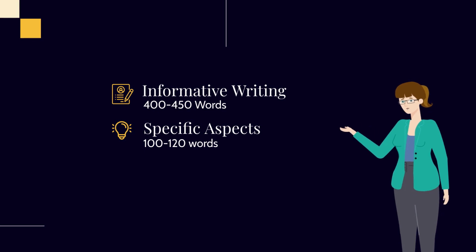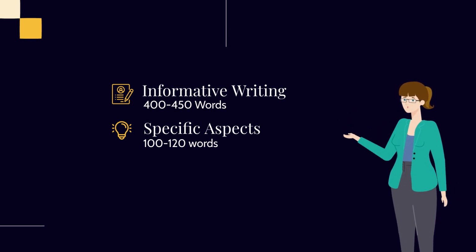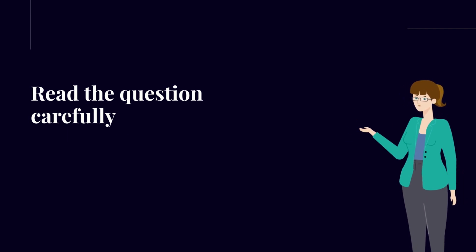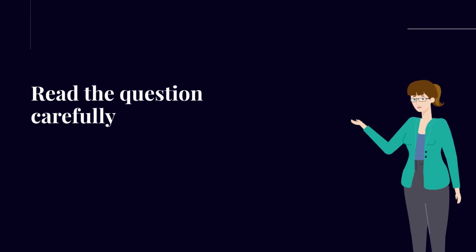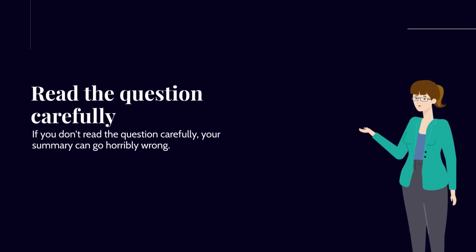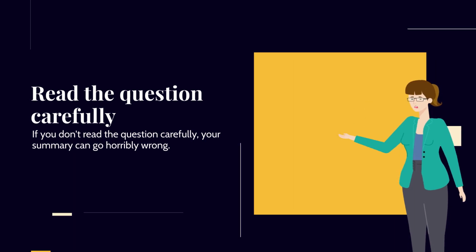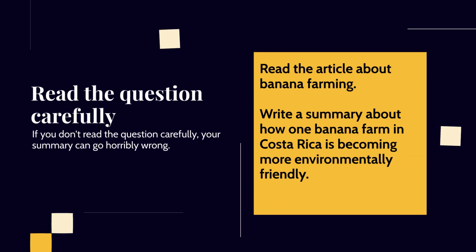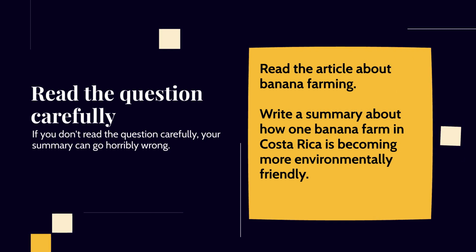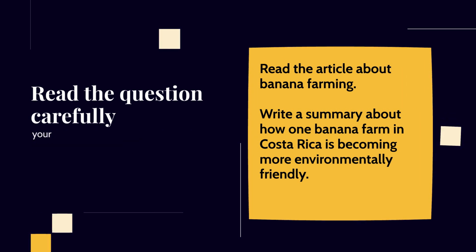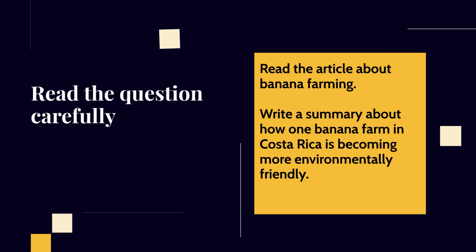So, let's get started. The first thing you should do is read the question carefully. It may seem obvious, but if you don't read the question carefully, your summary can go horribly wrong. Let's take a look at a typical exam question. You must remember that you are not required to summarize the whole of the original text, just a particular aspect of it. The wording of the question will direct you towards the points to include.